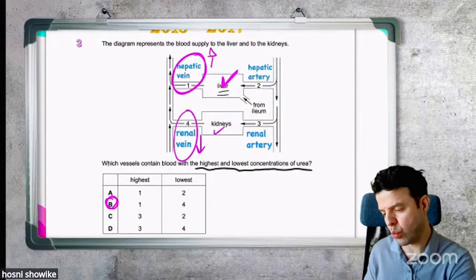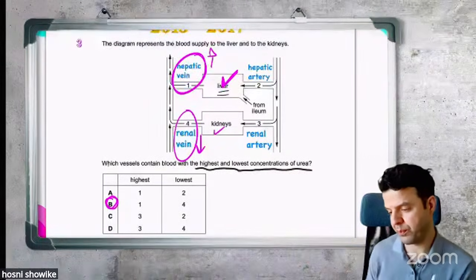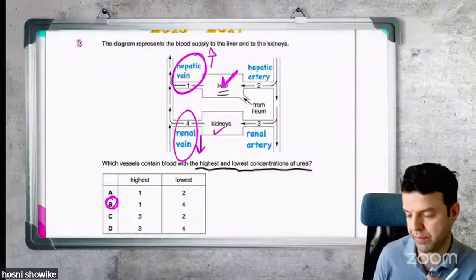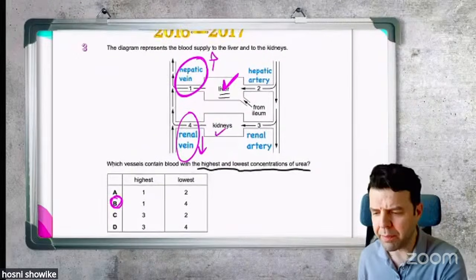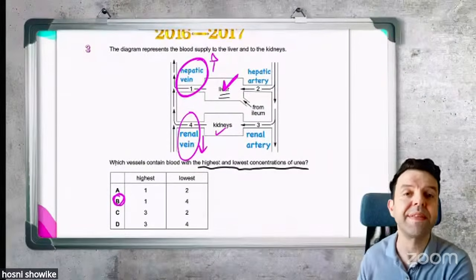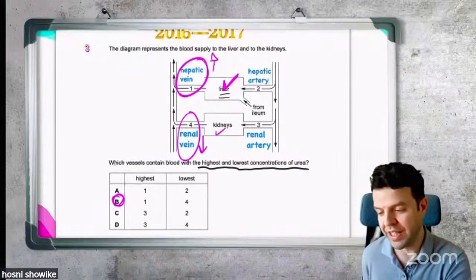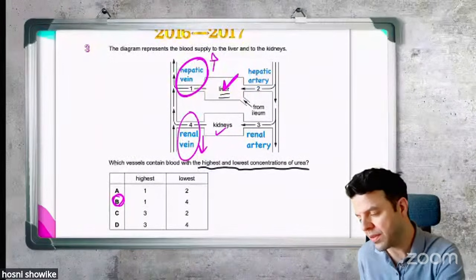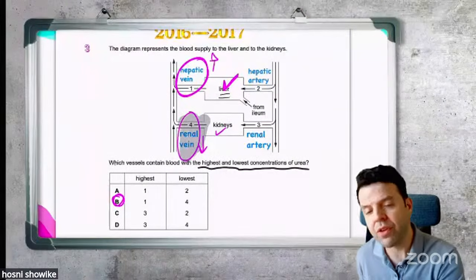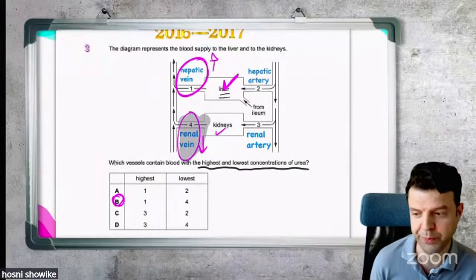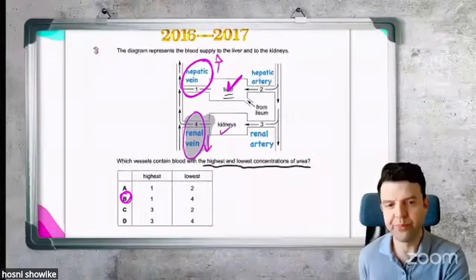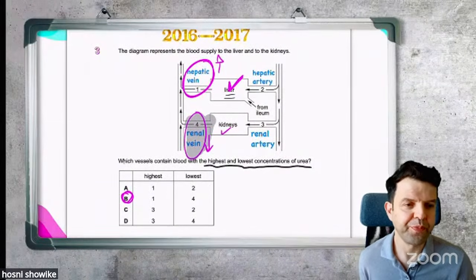So the highest is 1, the lowest is 4. 4 is the renal vein. Why did I pick the highest as 1? Because that's where the urea is made initially. And why is the lowest 4? Because that's where urea has been cleaned, removed from your blood. Okay?